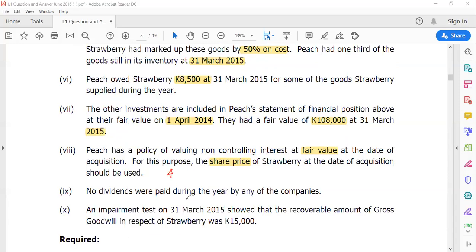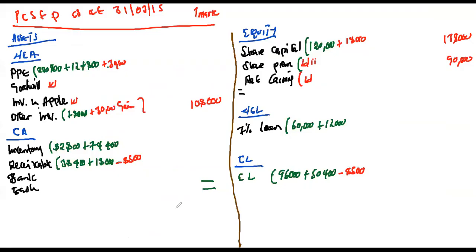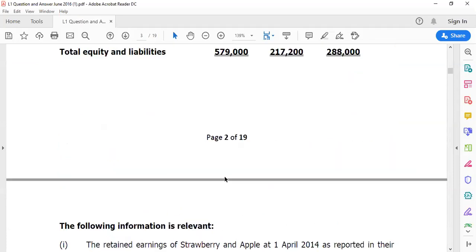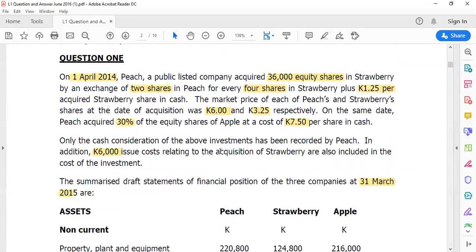Now, before I go there, let me just show you something here. We've been told the share price should be used there. What was the share price at acquisition for the subsidiary? We are told the share price was that guy there.